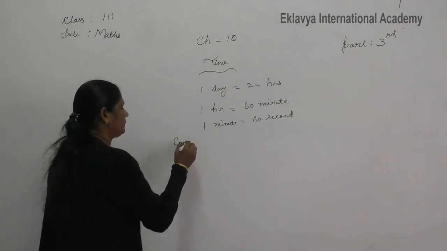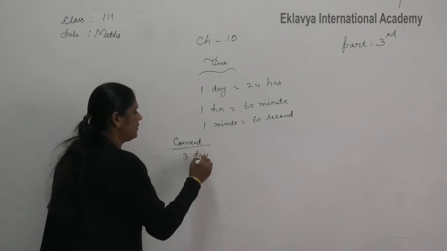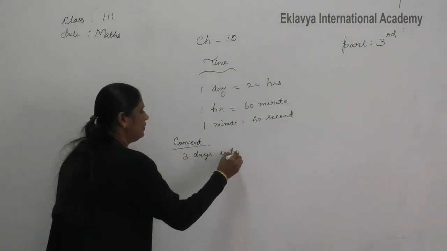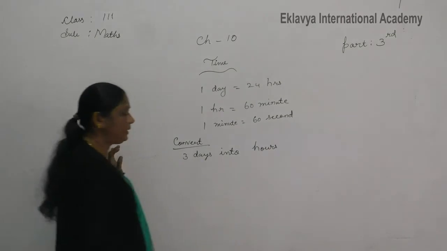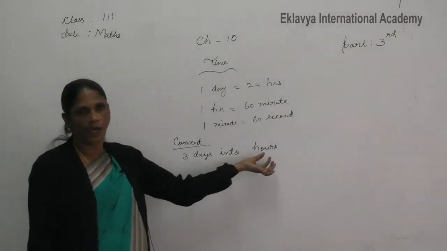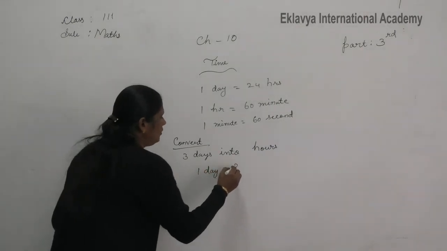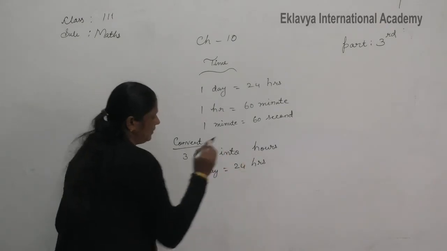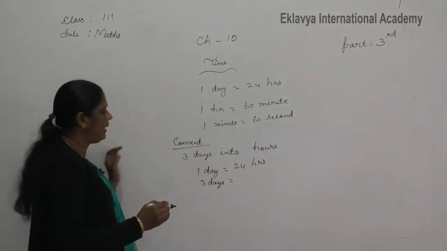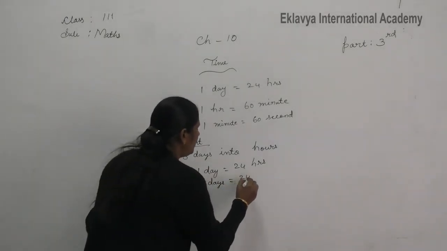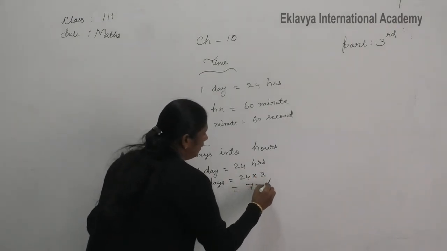Convert 3 days into hours. First, 1 day is equal to 24 hours. 3 days is equal to 24 multiply 3, is equal to 72 hours.